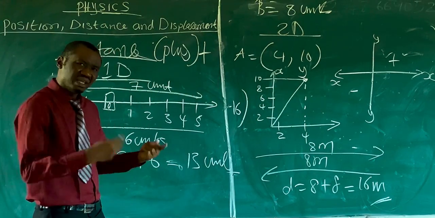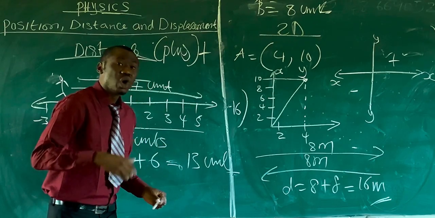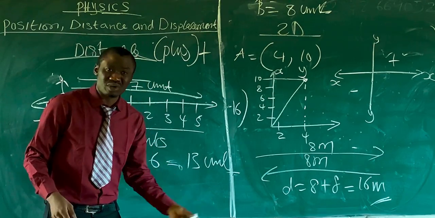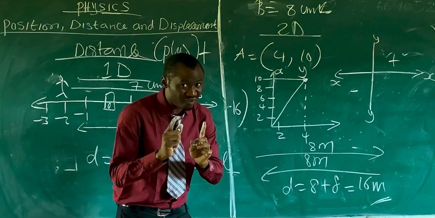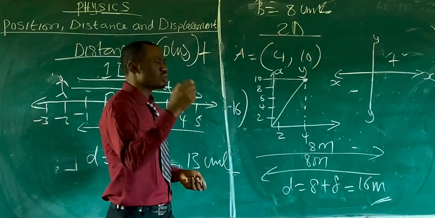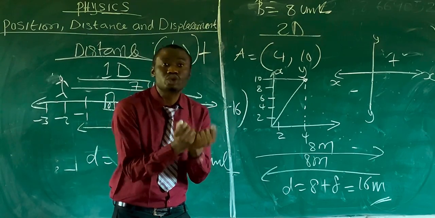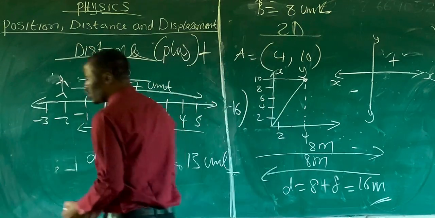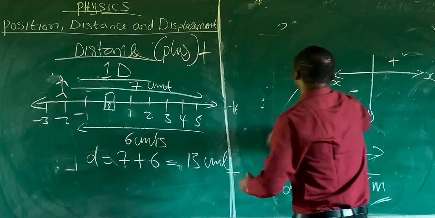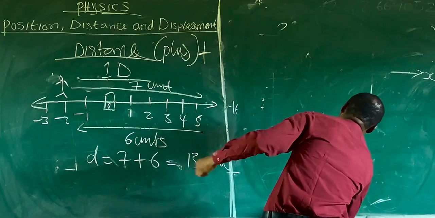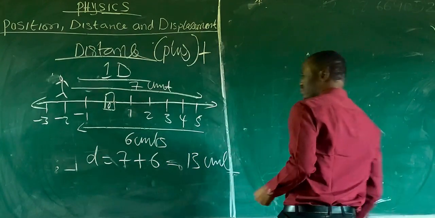That is very easy to understand. You don't need to bother yourself on the addition or the subtraction for distance. But when you get to displacement, you need to be careful in that part. Let's go to how to determine the distance of a body using the 2D dimension. For the 2D dimension, you need to pay attention, because this one needs a mathematical approach. So we need to solve a problem in it.